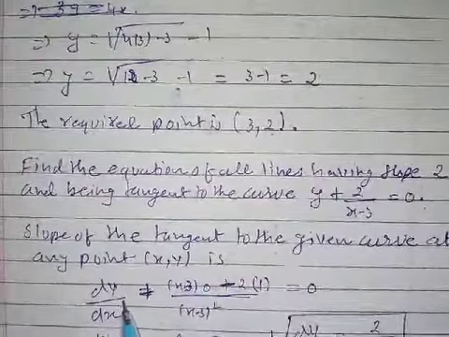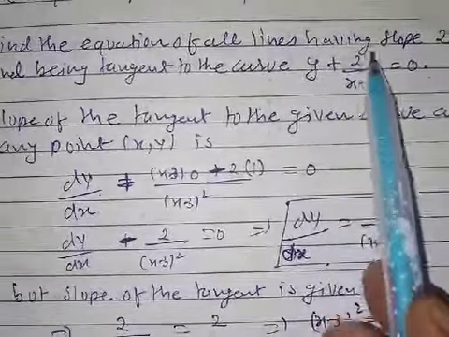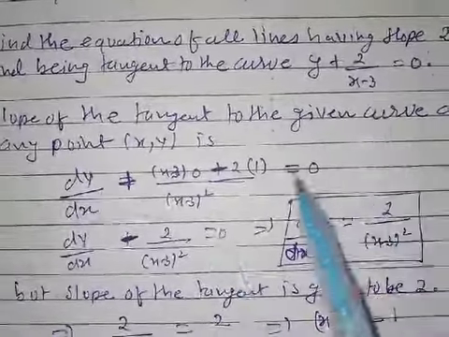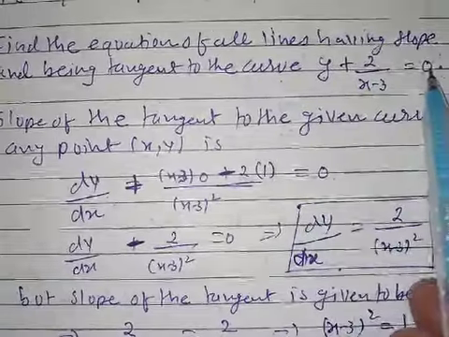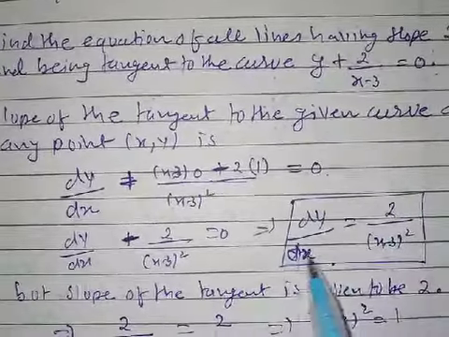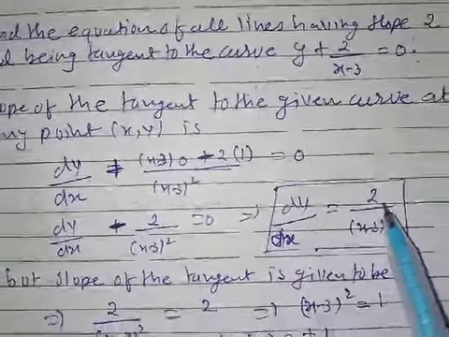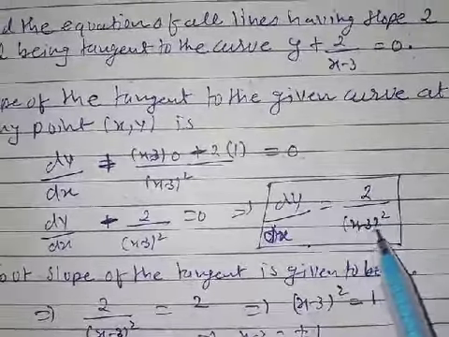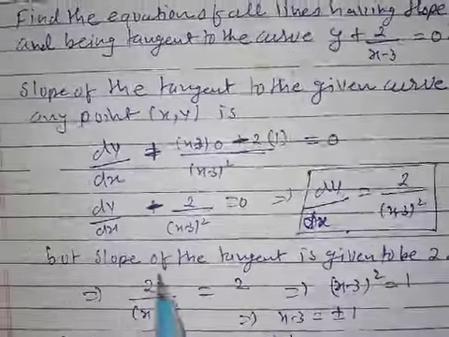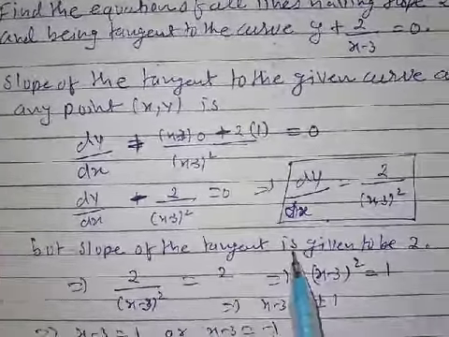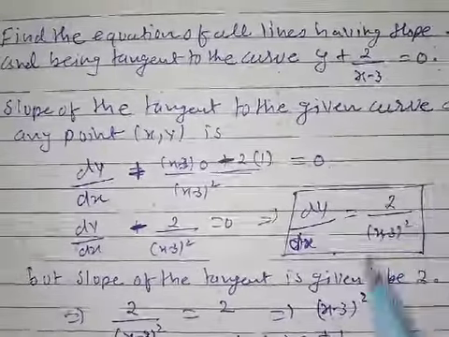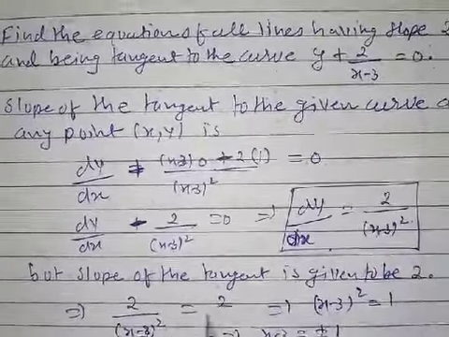We'll take the derivative of it, dy by dx. Here dy by dx, plus 2 in division form, the v and u form. If you solve it, the constant is equal to 0. If you take the derivative dy by dx, you will get it as 2 upon (x minus 3) whole square. But the slope of a tangent to the given curve is to be 2. So this is equal to 2. Got it? The slope is given as 2. So equate it.